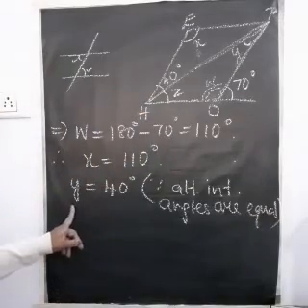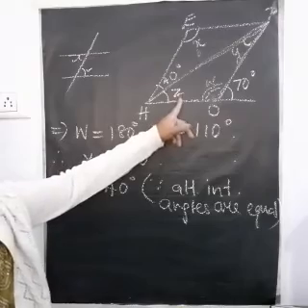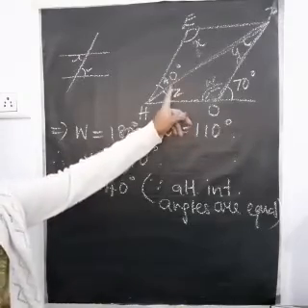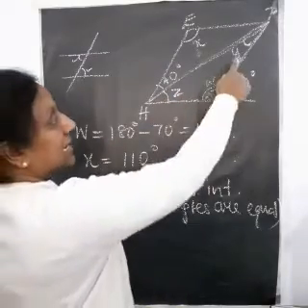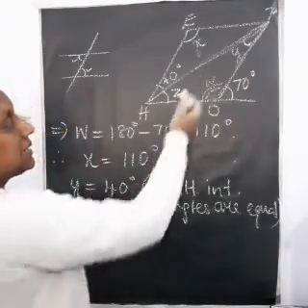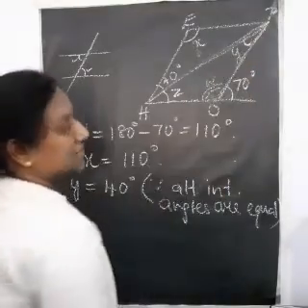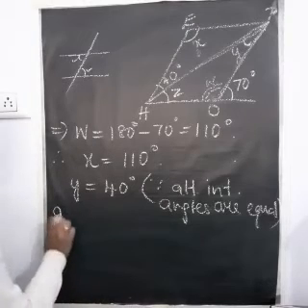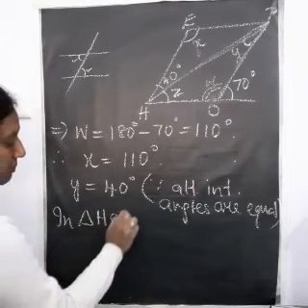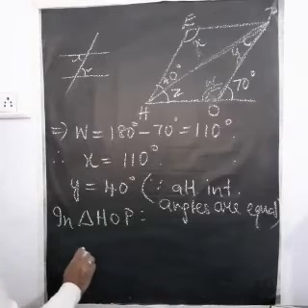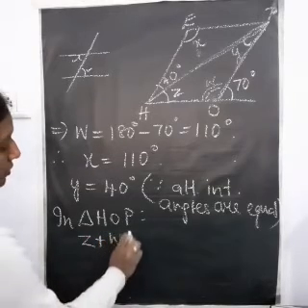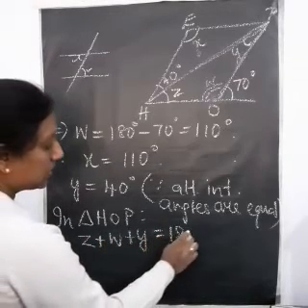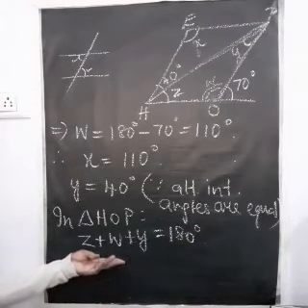Now let us see how we get Z. Now Z is what? We know that there are three angles, no? In this triangle, HOP is a triangle, and the angle sum property in a triangle is all three angles will add up to 180. That is, in triangle HOP, what do we get? Z plus W plus Y equal to 180 degrees. This is angle sum property.